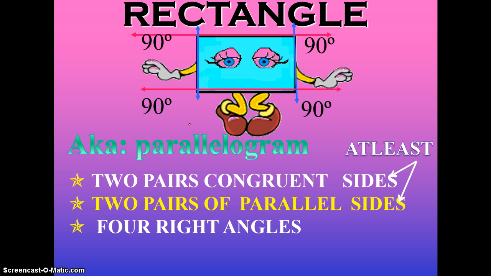Don't want to confuse you, but I do want to mention that it is not a rhombus because not all sides have to be congruent. Rectangles, not all of them are squares because, again, all sides are not congruent. It just has to have those 90-degree angles in order to be a rectangle.